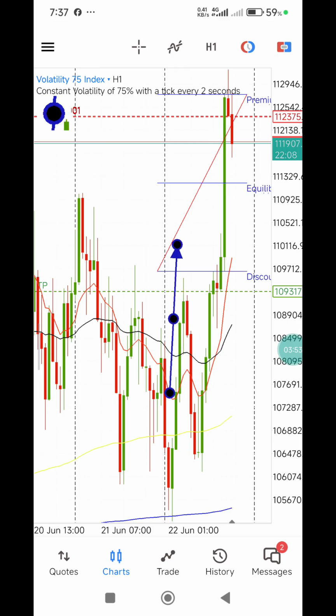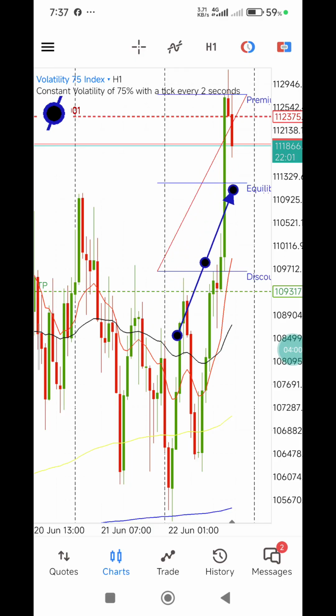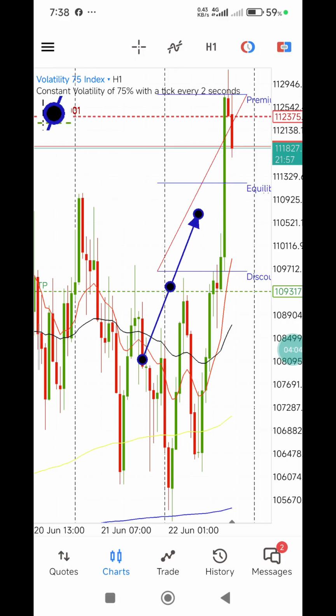Since I've determined my draw on liquidity, I already know that at least 50% of this CRT candle, they should fill it out. So that is why I've measured the range of it already.